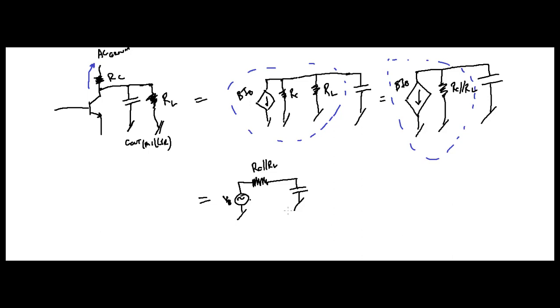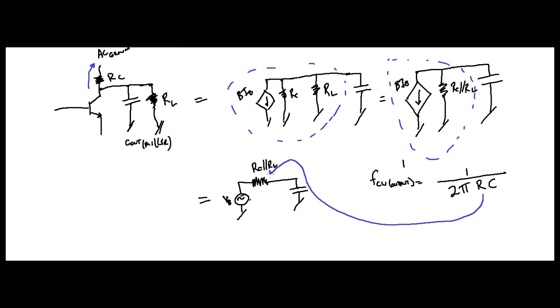So, what is your equation for the output critical frequency? It's, let's just draw it, FCU output equals 1 divided by 2 pi RC. What is your R value? Your R value is right here, okay? Your capacitance now is your capacitor right there.